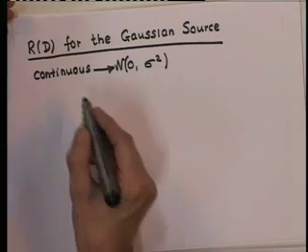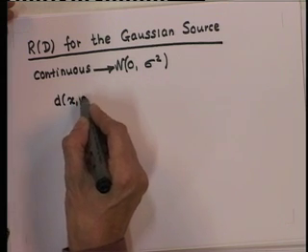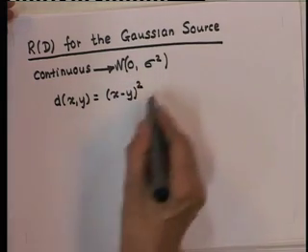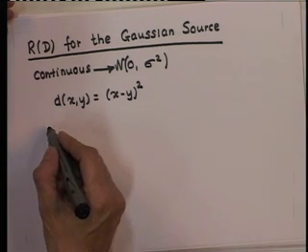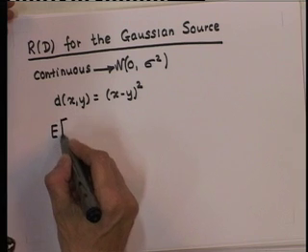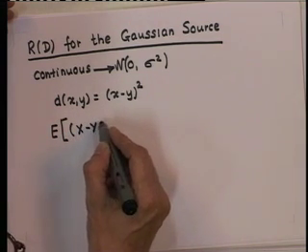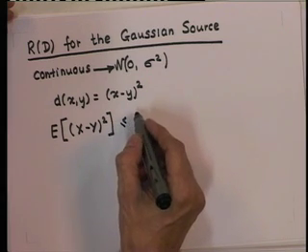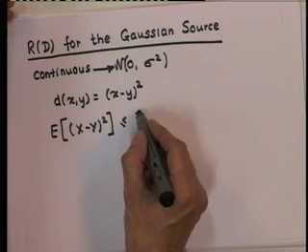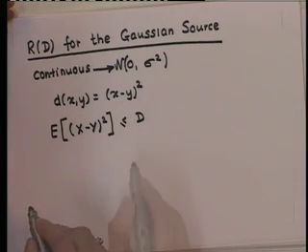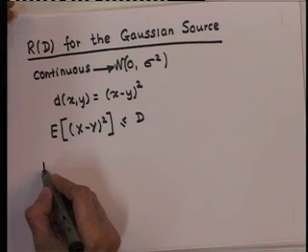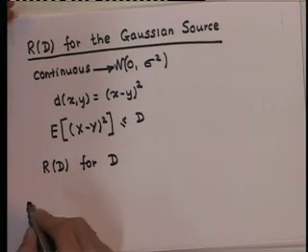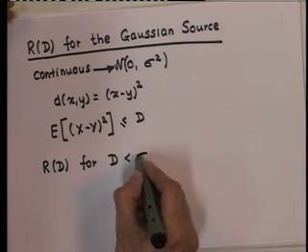We assume that our distortion measure is again the squared error measure. So, our distortion constraint is given by average squared error less than or equal to some specified distortion level d. So, first we will calculate the rate distortion function for specified distortion level less than sigma squared.